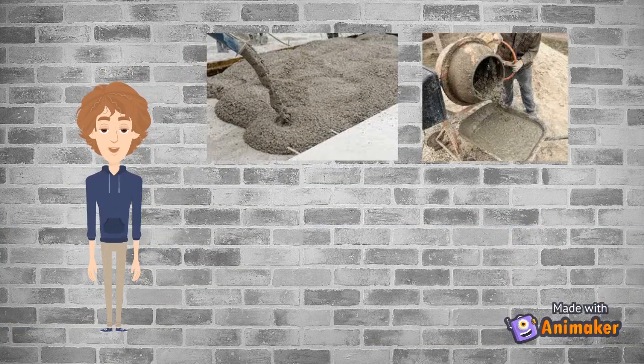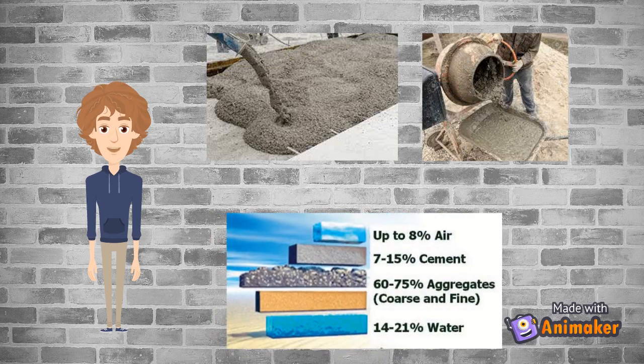What is concrete? Concrete is a composite material made of fine and coarse aggregate bonded together with cement that hardens over time. It is made up of three basic components: 15 to 20% water, 60 to 75% aggregate, which are sand and gravel, and 10 to 15% Portland cement.